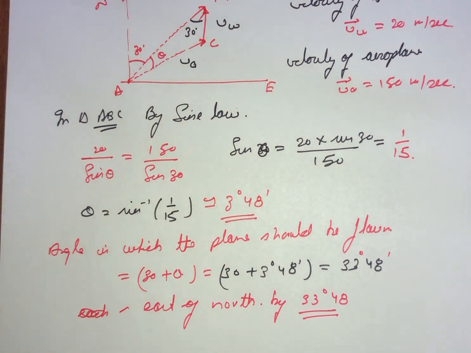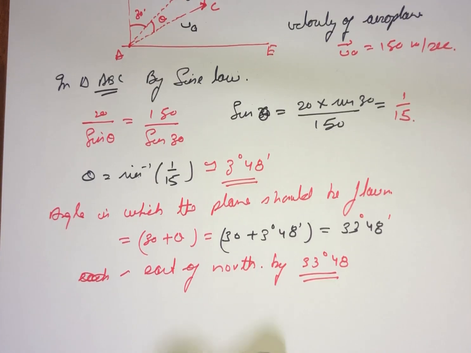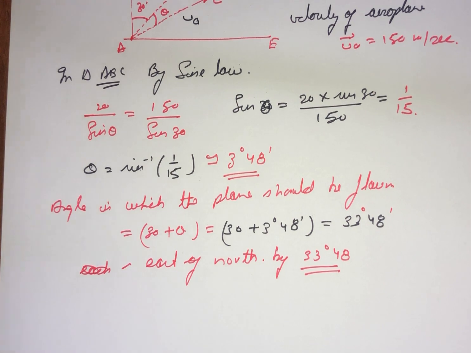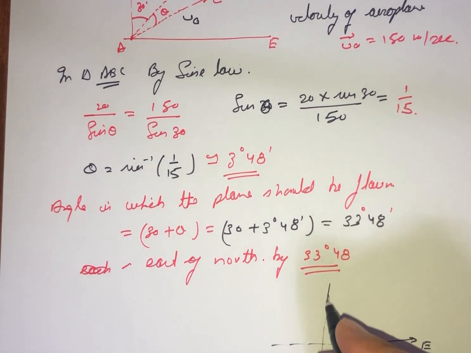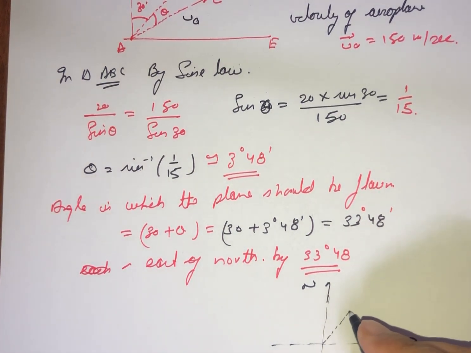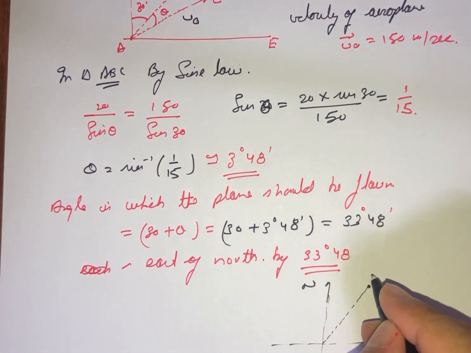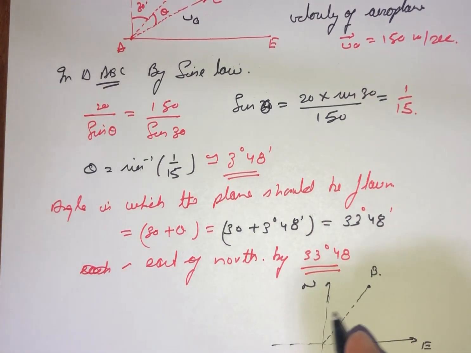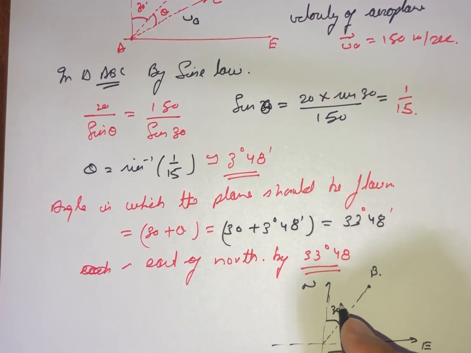In the second part, we divide all these components into the x and y parts. Okay, let us redraw it again. East, north, and we have this is point B, and it is given as this is 30 degree. Okay, and this is point C.